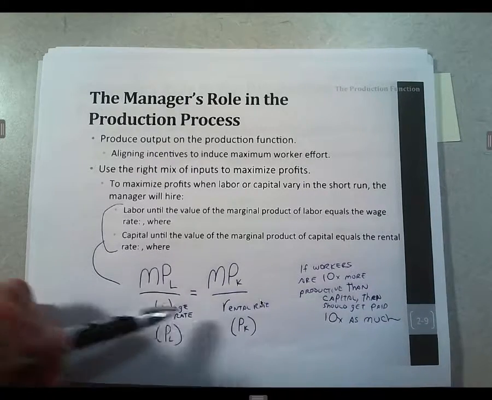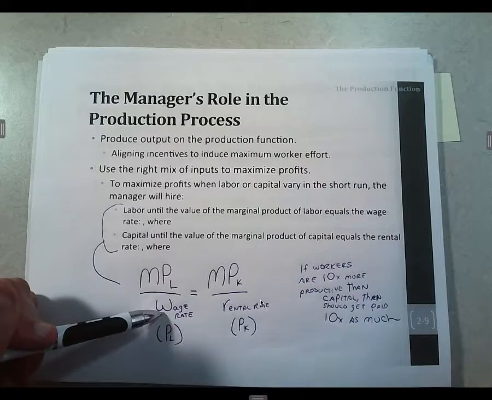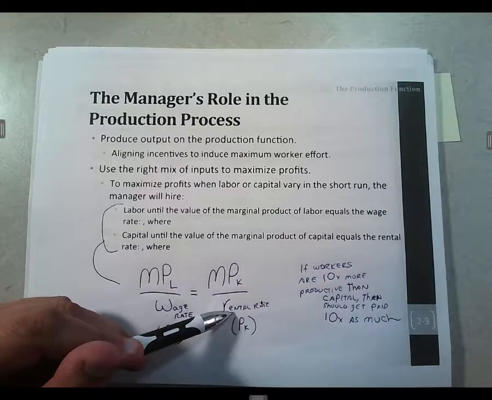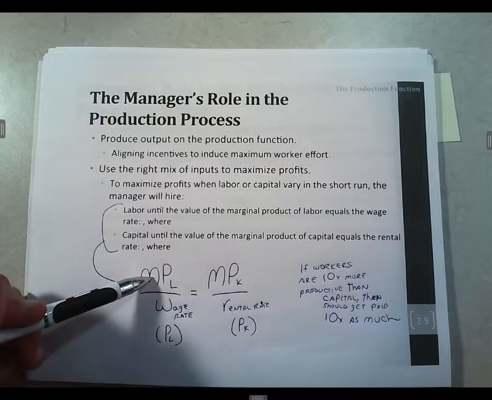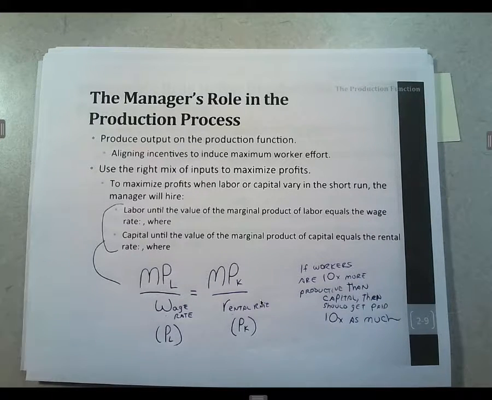The wage rate and the rental rate, the price I pay for labor, the price I pay for capital, should be reflected in how productive those inputs are. There's no such thing as unreasonable wages in this model. There's no such thing as unreasonable rates to pay for capital.